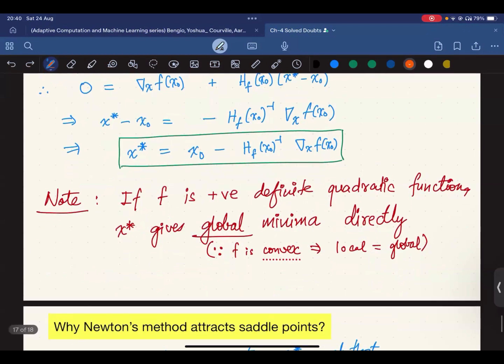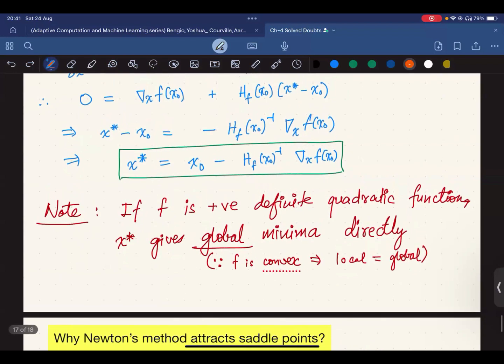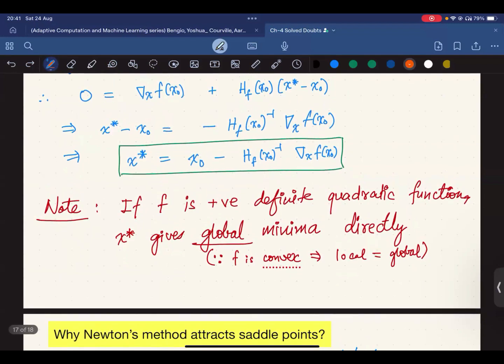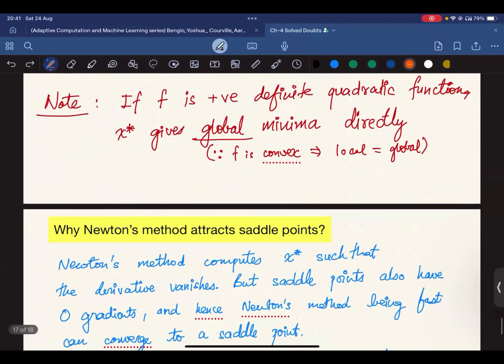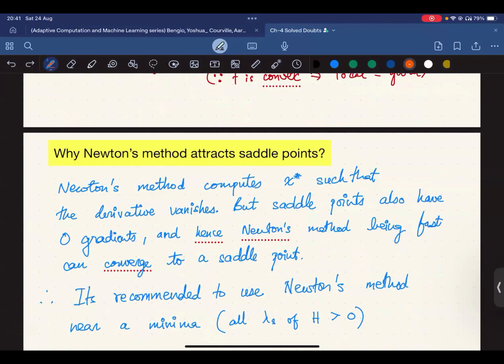So why does Newton's method get attracted to saddle points? Newton's method does not take into account the gradient at a particular point. It just goes to the nearby extrema. So it can be a saddle point, a minimum or a maximum. Since in Newton's method we are just getting an extremum, it is recommended to use it when we are closer to a minimum.